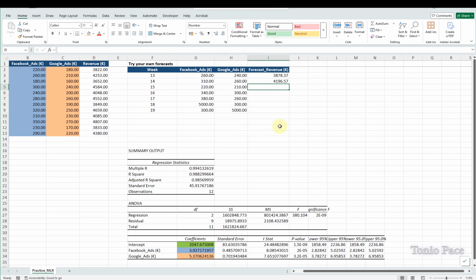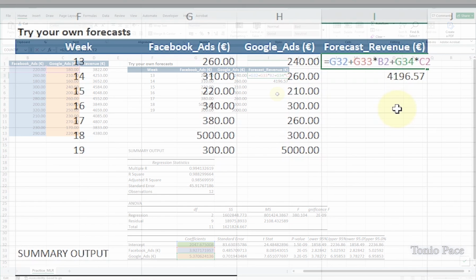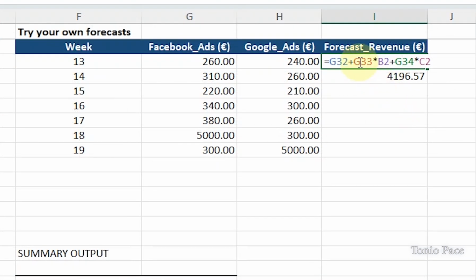As we mentioned earlier, to avoid calculating each row one by one, we can use the autofill feature. Before dragging the formula down, we need to use dollar signs to lock the cells that contain the coefficients. This ensures that when we copy the formula, Excel always refers to the same coefficient values.